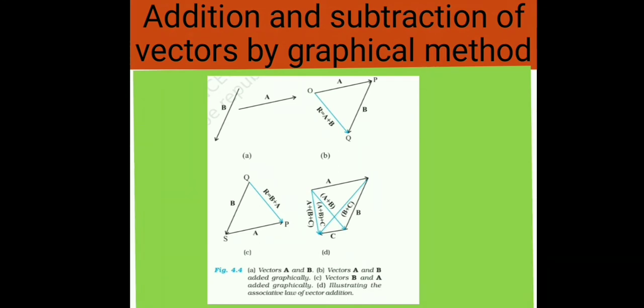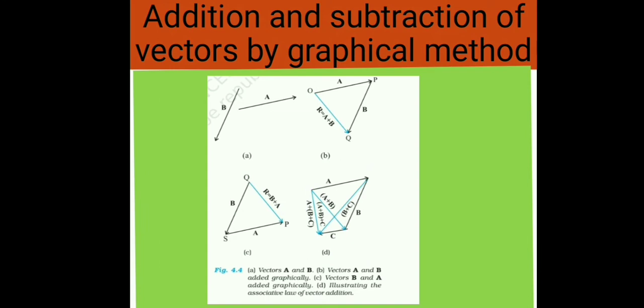The graphical method of adding vectors a and b involves drawing the vectors on a graph and adding them using the head to tail method. And the graphical method of subtracting vector b from a involves adding the opposite of vector b, which is defined as minus b vector. Now the addition of vectors is commutative, such that a plus b equals b plus a.